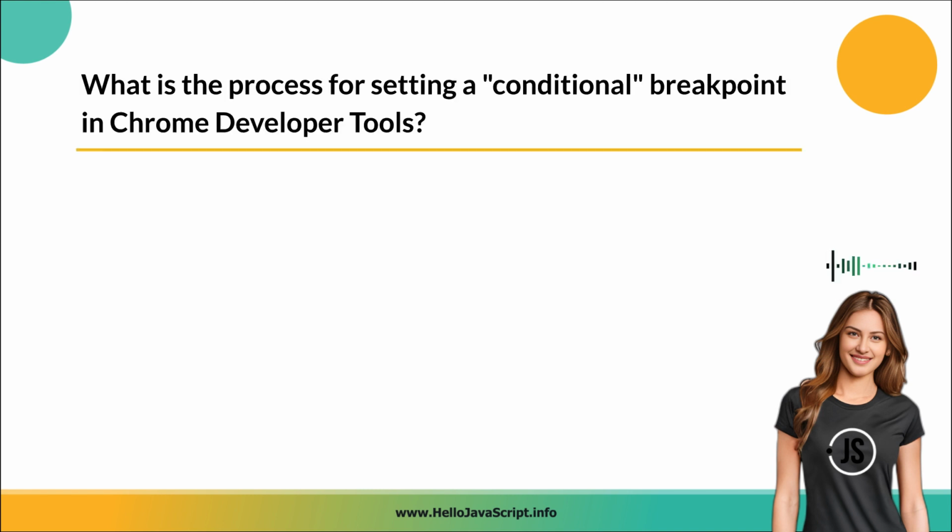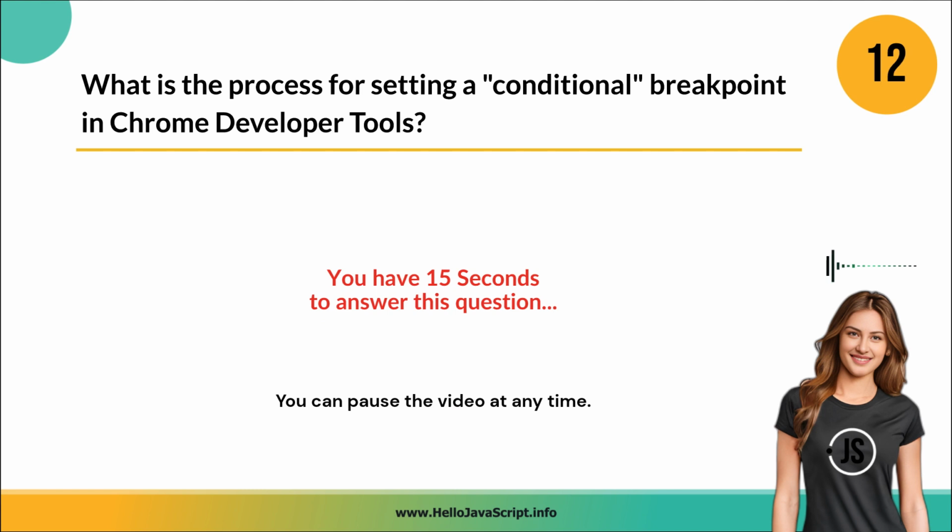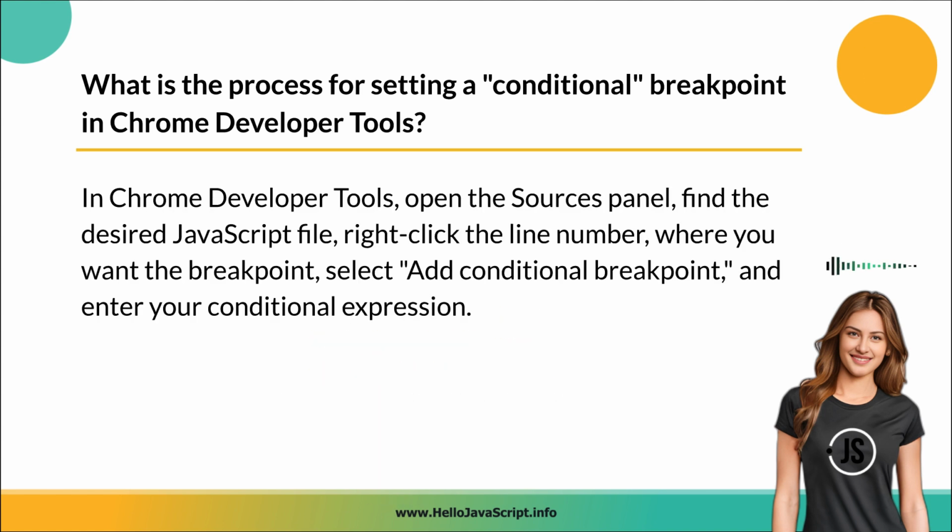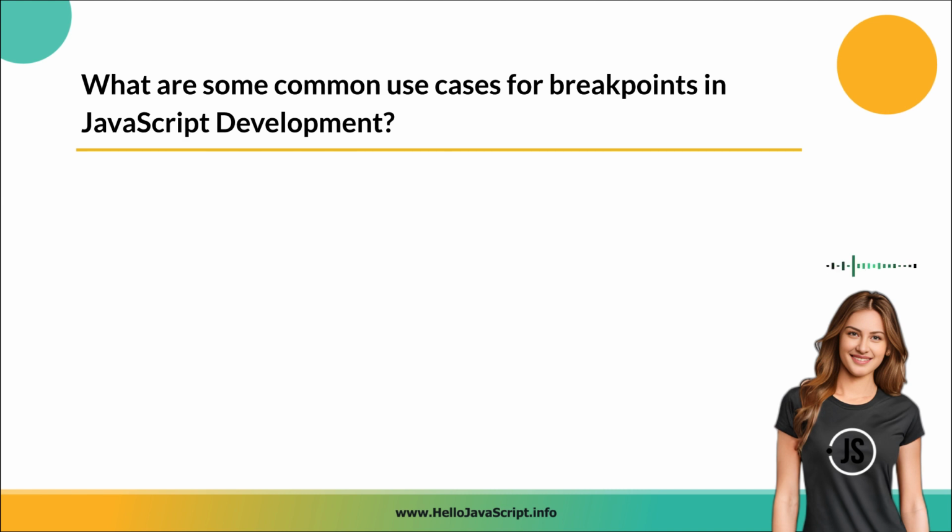What is the process for setting a conditional breakpoint in Chrome Developer Tools? Here is the correct answer to this question. In Chrome Developer Tools, open the Sources panel, find the desired JavaScript file, right-click the line number where you want the breakpoint, select Add Conditional Breakpoint, and enter your conditional expression. Now, for the next question.